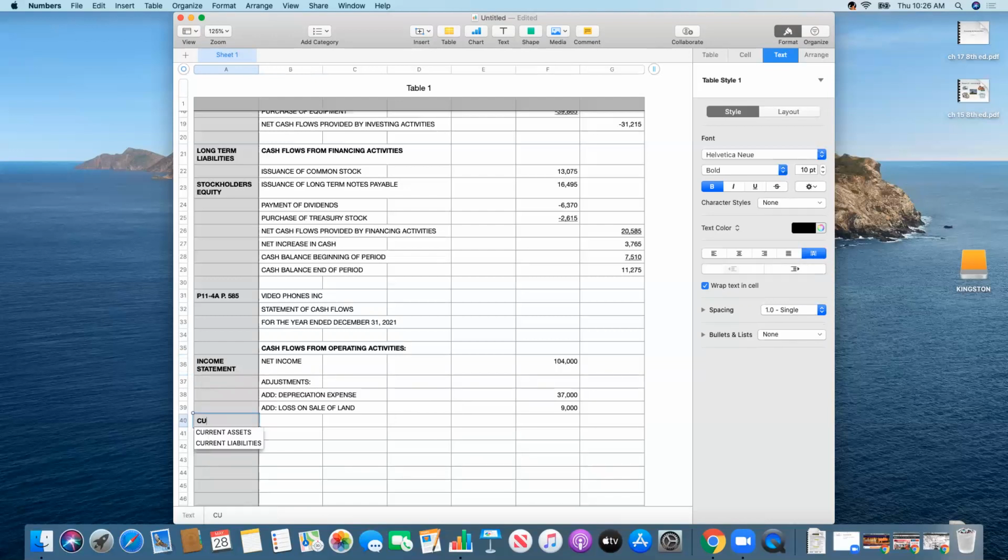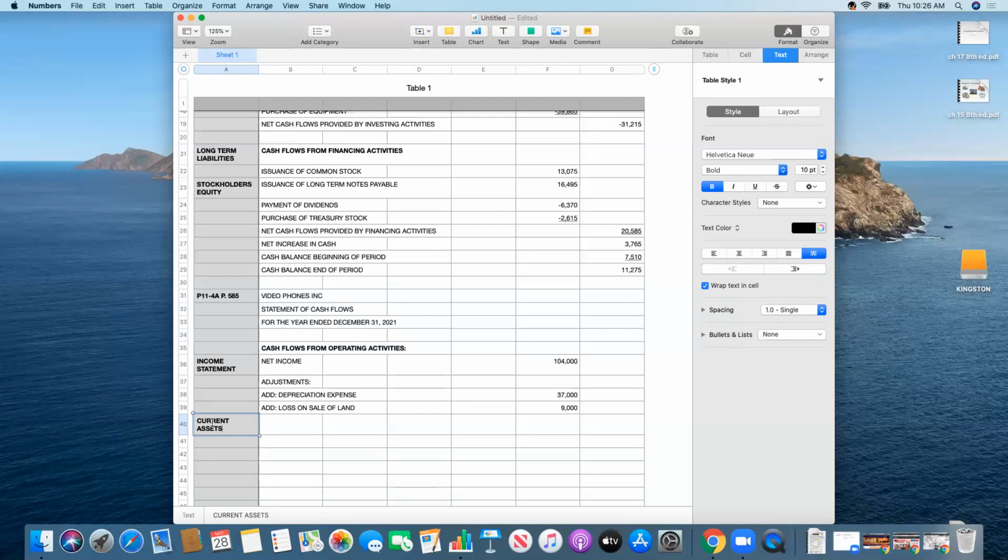Now let's look at the current assets. I had accounts receivable, inventory, and prepaid rent. Accounts receivable went from 70 to 92. That's an increase of 22. Inventory went from 105 to 45. That's a decrease of 40. And prepaid rent went from 7,200 to 14,400. That's an increase of 7,200. Remember with the current assets, it's a little weird. You're going to add the decreases and subtract the increases.